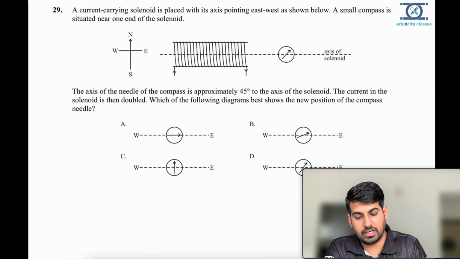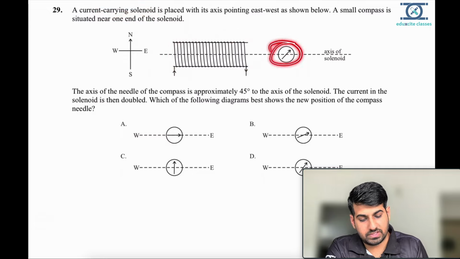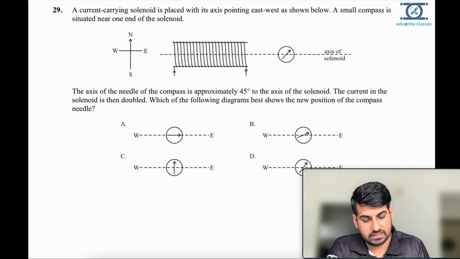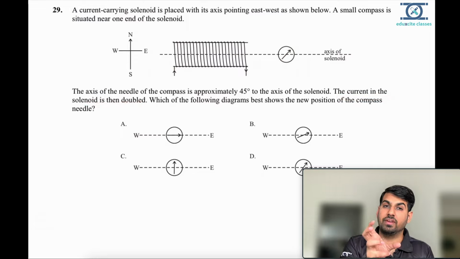Now question number 29, if you see a current carrying solenoid, a small compass is shown along the axis. Now this is at an angle of 45 degrees with the axis of the solenoid. The current in the solenoid is now doubled. Now doubling the current, what will happen? The magnetic field at that particular point will also increase.